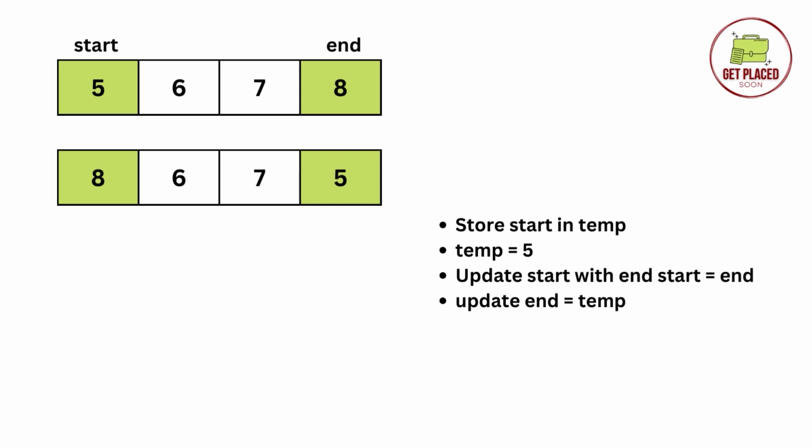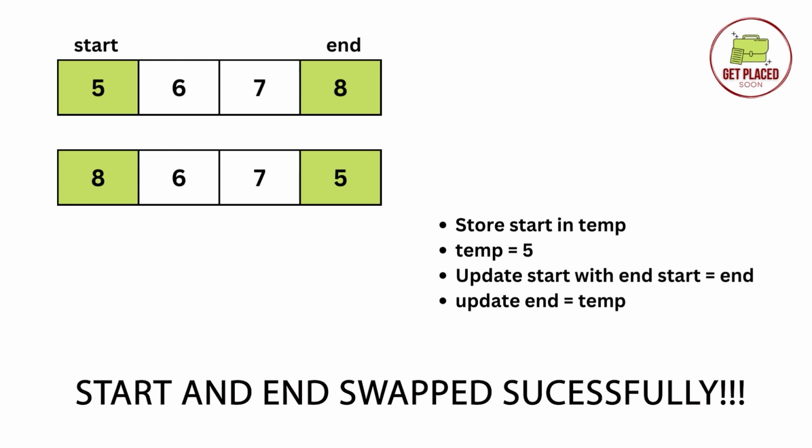Right. So we save the starting value in a temporary variable and then we swap it with end. After that, we swap end with the temporary variable. Now the start and end values are swapped successfully.